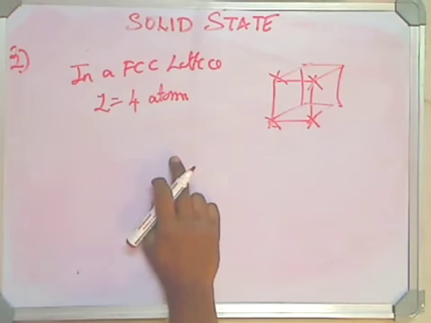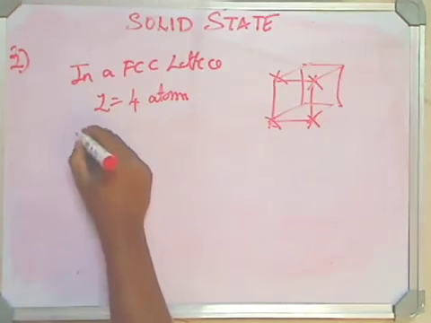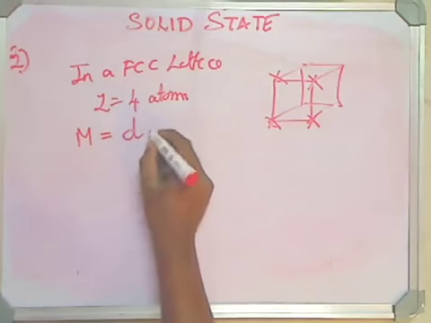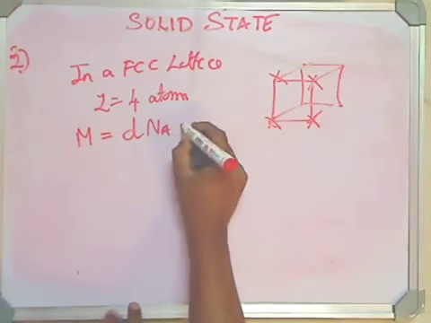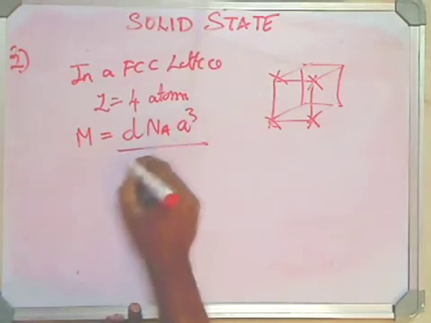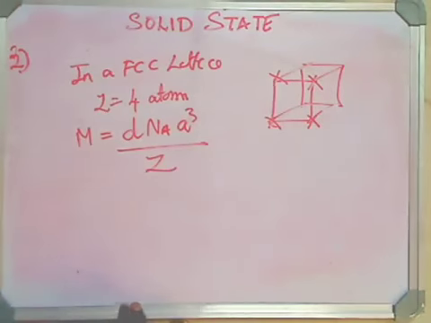Now, to find the atomic mass, all I need to do is M equals D times Avogadro number divided by Z.